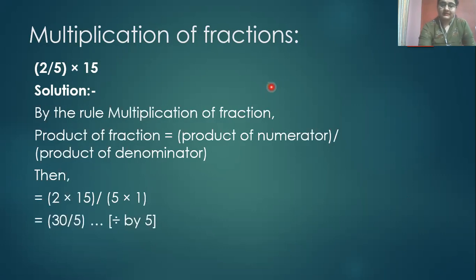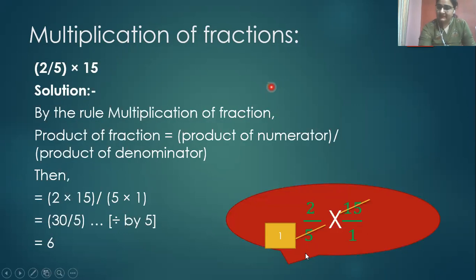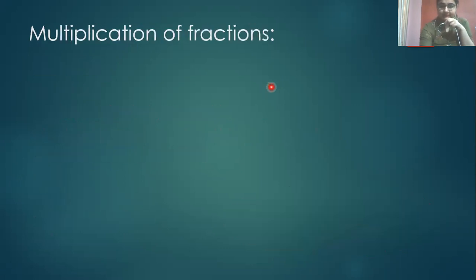Okay. Here I get 30 by 5, which is nothing but 6. But this becomes really difficult. So what I'll do, 2 by 5 multiplied by 15. Your 5 and 15 cancel out, 5 stable, 15 comes 3 times. 2 multiplied by 3 gives us 6. Isn't the cancellation part much easier?